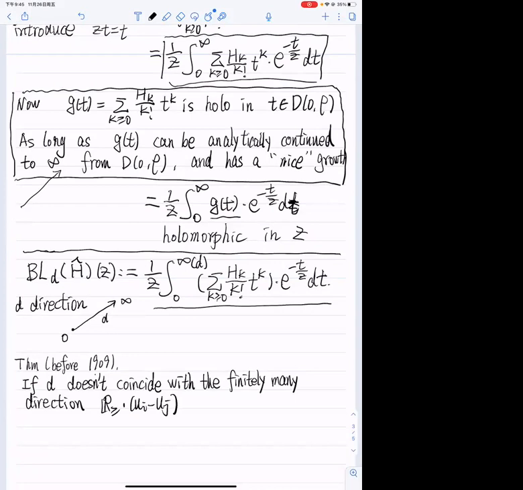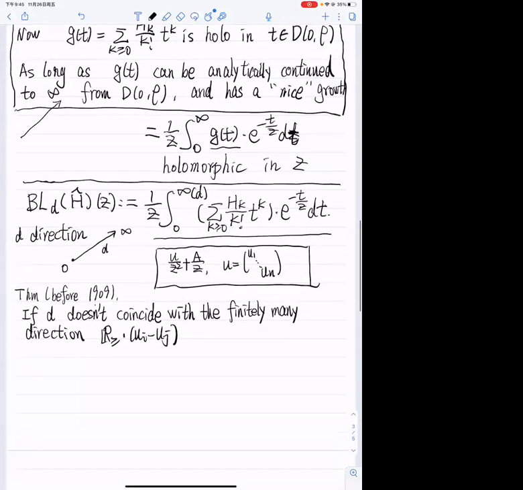Recall that u appears in the coefficients of our ODEs, right? And U is a diagonal matrix with eigenvalues U1 to UN. So basically here, we take the difference of UI and UJ, which is a complex number. We project this complex number to the complex plane. So we have UI minus UJ, or another UK minus UL, and so on.